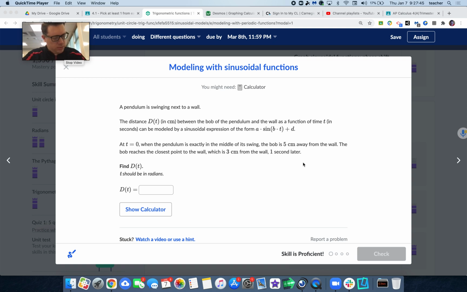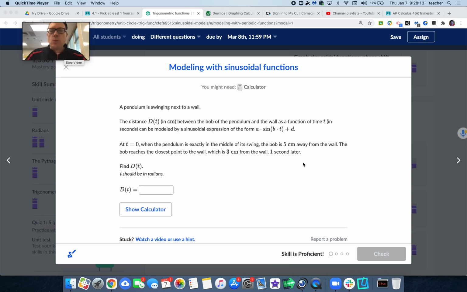Next to a wall, there it is, swinging. Draw a pendulum swinging, just to get an idea of the picture. The distance, capital D of t in centimeters, between the bob of the pendulum and the wall as a function of time t in seconds can be modeled by the following sinusoidal expression: A times sine of b times t plus d.